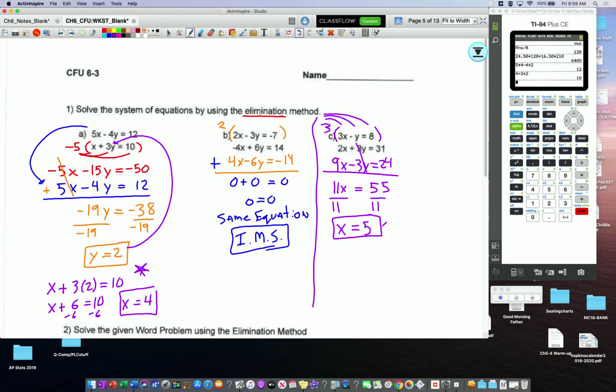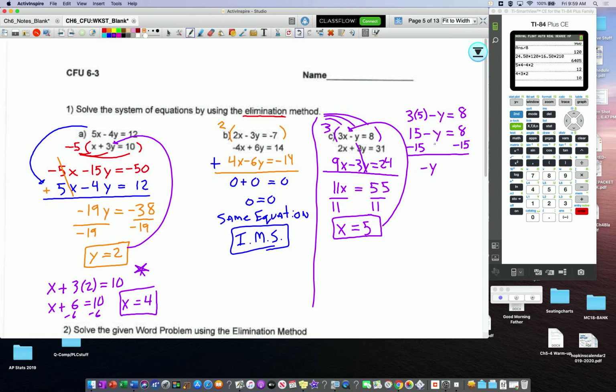So now I could actually plug it back into the first equation. So 3 times 5 minus y equals 8. So 15 minus y equals 8. Subtract the 15.